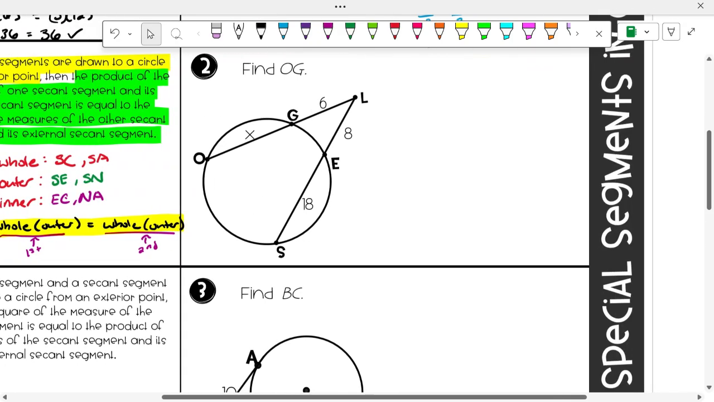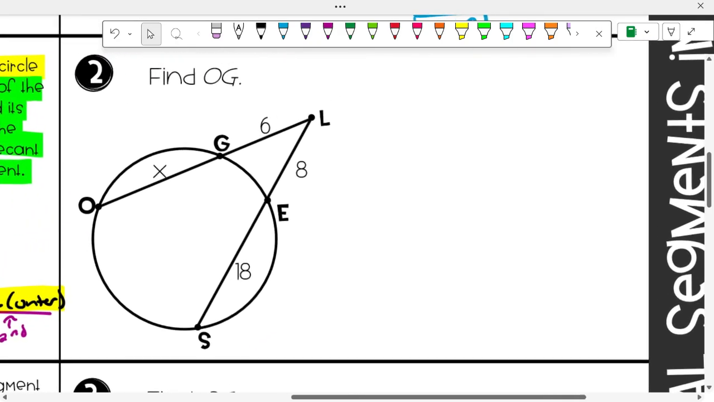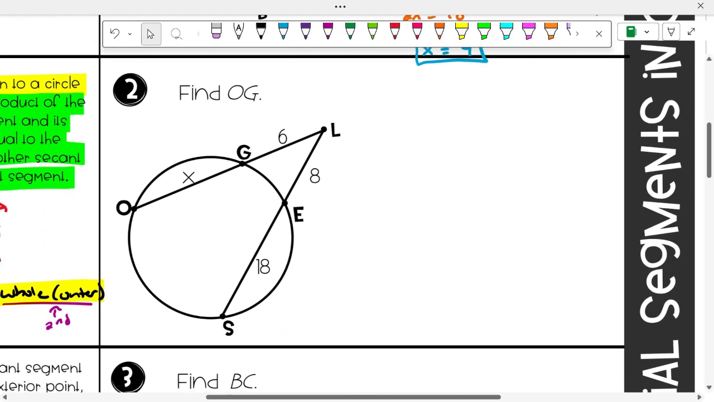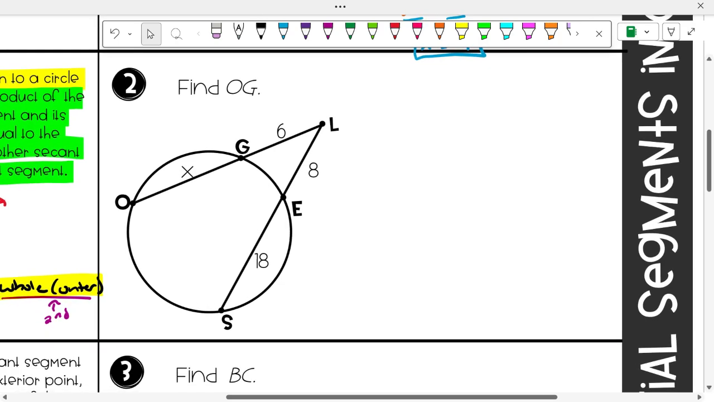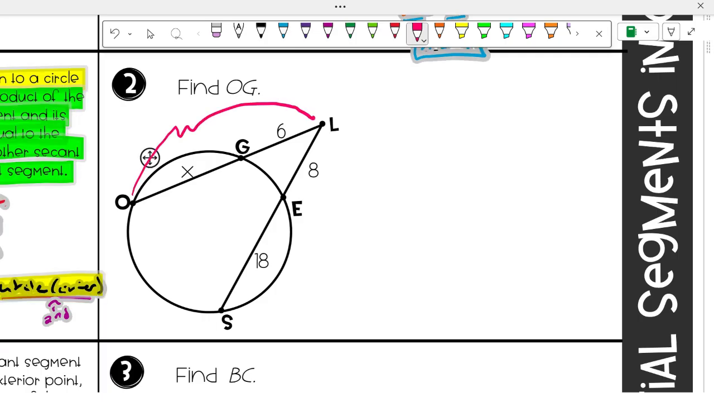So let's look at number 2. We're going to find OG, which is what's labeled X. Before I do anything, let's look at the first secant line, OL. OL is clearly my whole. What's my inner? X, or OG. What's my outer? 6.